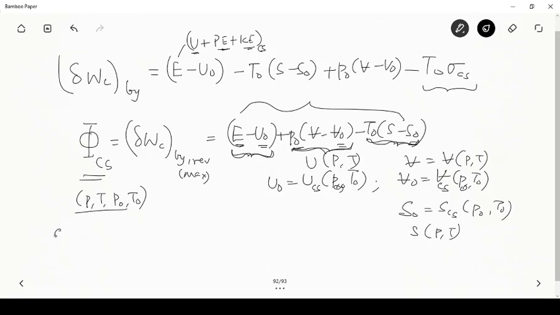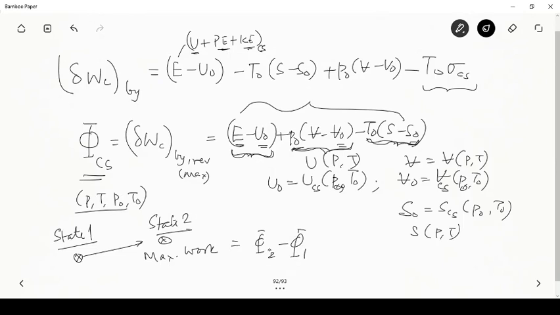So if I have state 1 and a state 2, okay, an object then moves from state 1 to state 2, then the maximum work that can be produced by this change of state from 1 to 2 would be equal to phi 2 minus phi 1, because if I take this as state 1 and let's say this as state 2 and this as, let us say, state 0, then this constitutes phi 1 and this constitutes phi 2, that is the amount of work that can be extracted by going from 1 to 0 and from 2 to 0.